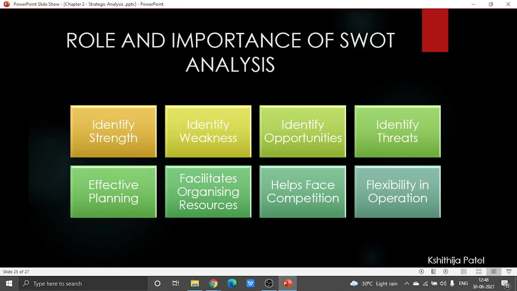The next one is effective planning. The SWOT analysis or environmental analysis helps a firm in planning its future actions, and it also facilitates quick decision making. The planning exercise must take into account the internal and external environment, and SWOT analysis always enables a firm to make a well defined plan.